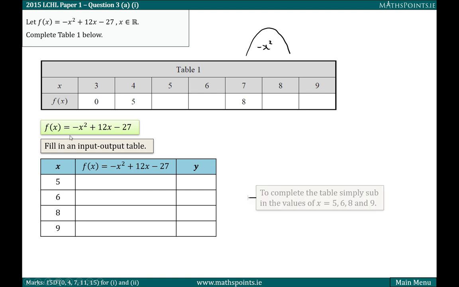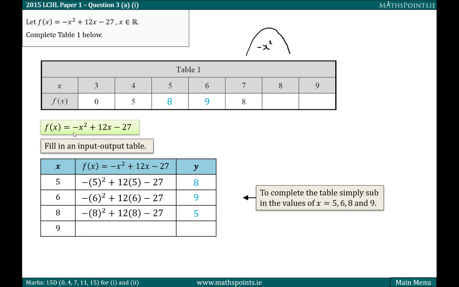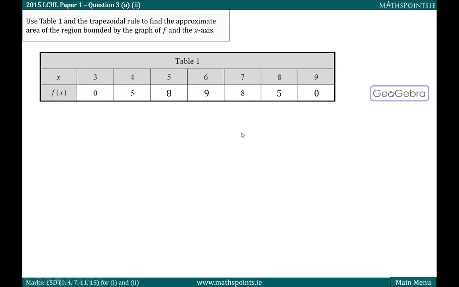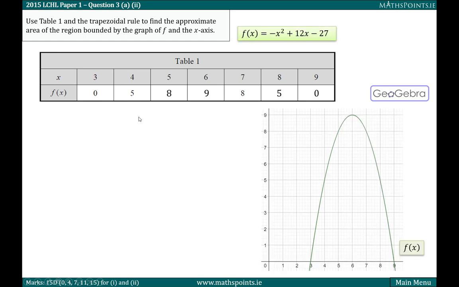So we put in 5 and 8 comes out, we put in 6 and 9 comes out, we put in 8 and 5 comes out, and we put in 9 and 0 comes out. And we can see that these y values increased to a maximum and then they decreased again, confirming that we had an n-shaped graph. Now, it says use the trapezoidal rule to estimate this area.